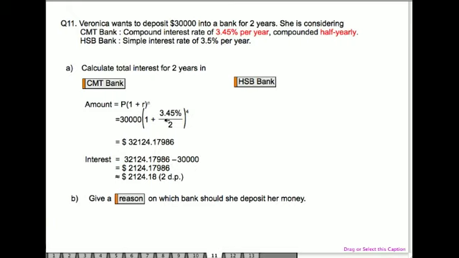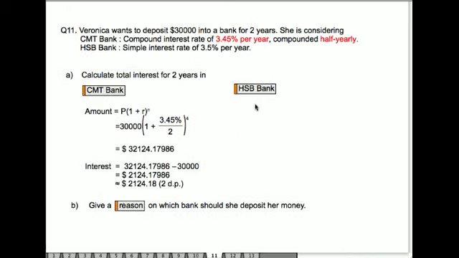Using the calculator, we arrive at this answer. But what we are interested in is the interest. Therefore, we need to subtract the principal, which is 30,000, to get the interest.